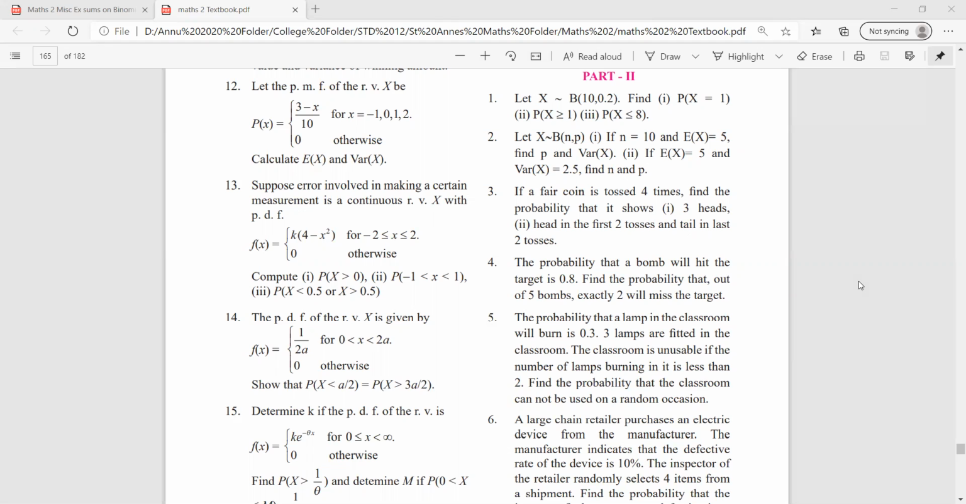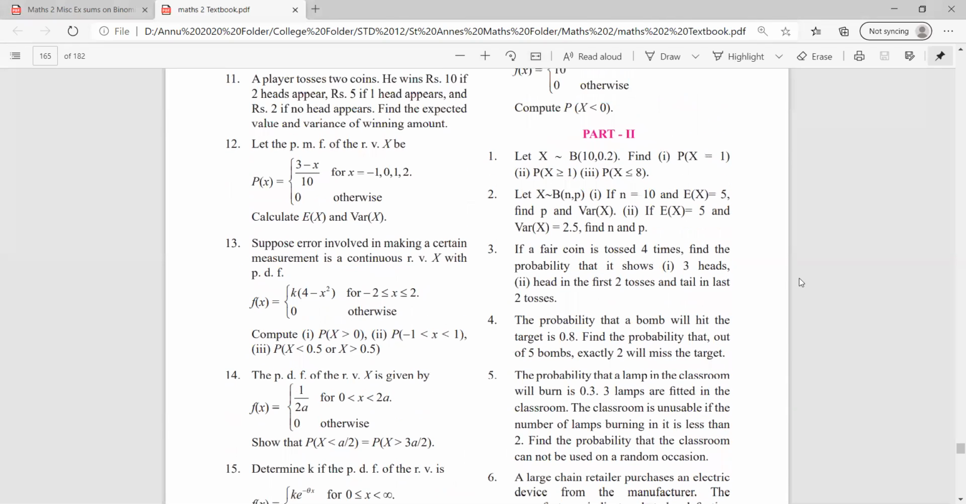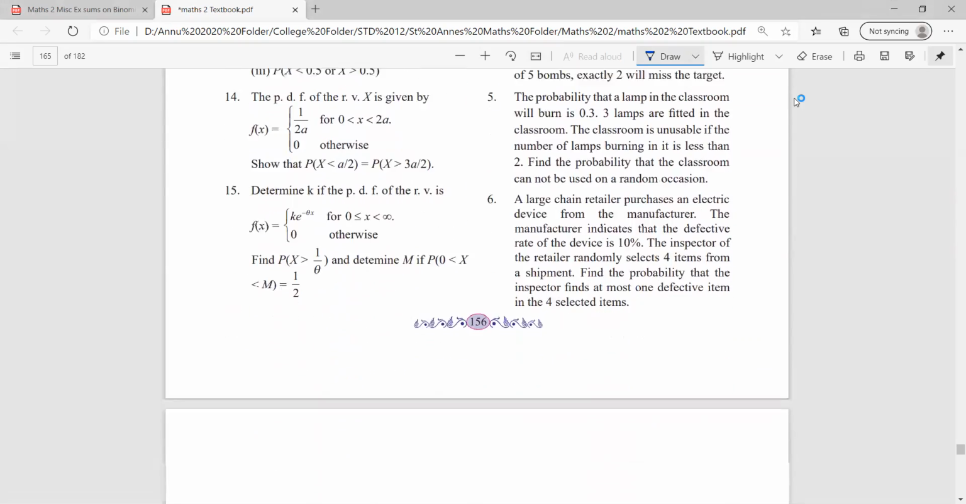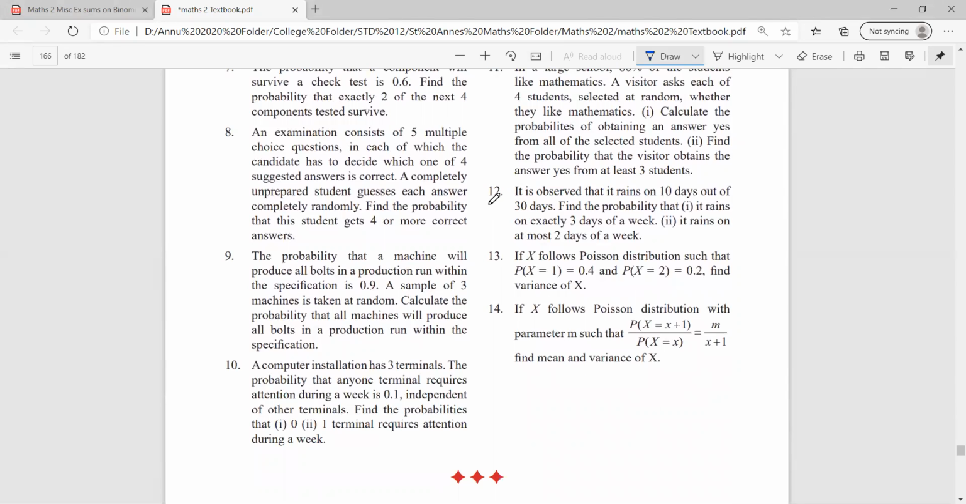So as you can see, I have opened page number 156 or miscellaneous part 2. So first we'll be starting with sums number 13 and 14 as they are related to the recent topic Poisson distribution, and this will be easy for you all to understand and identify as well. After that, we'll be moving on to the binomial distribution part.